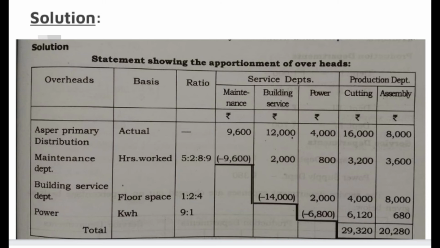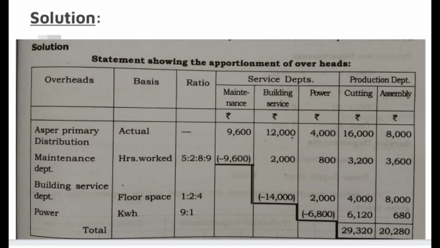Then the next serviceable department is building service, and the basis of reapportionment is floor space and the ratio 1:2:4. Then in the question it is 2000, 4000 and 8000. Then we have to reapportion the total amount 14,000. How will we get that amount? Rupees 12,000 is already given in the question, and rupees 2,000 is the portion of maintenance department overhead expenses. That means total 14,000 is to be allocated as rupees 2,000, 4,000 and 8,000 in the ratio 1:2:4.